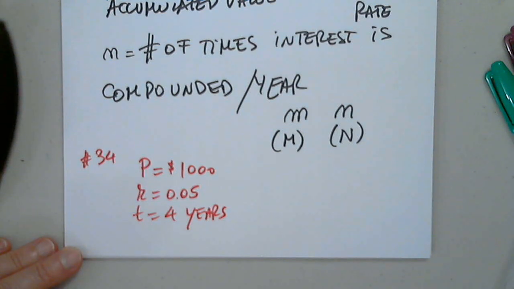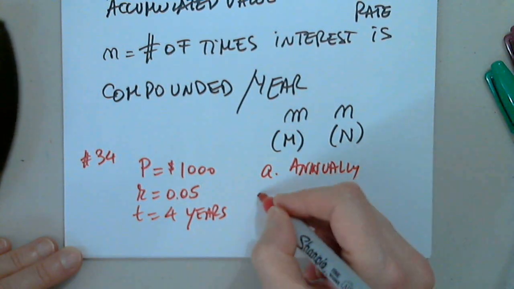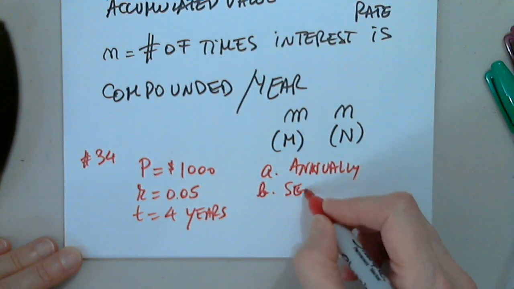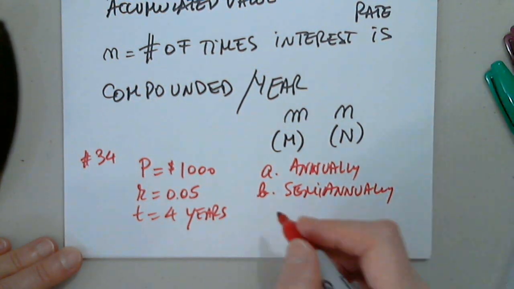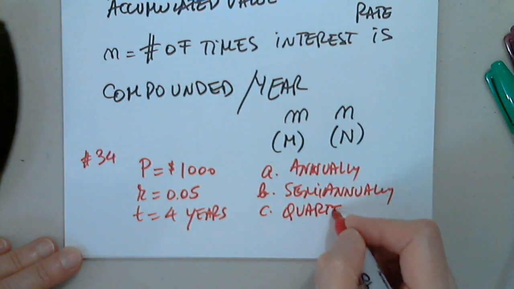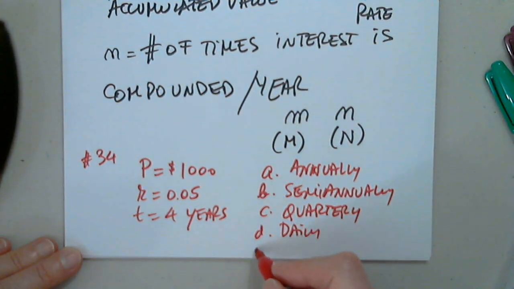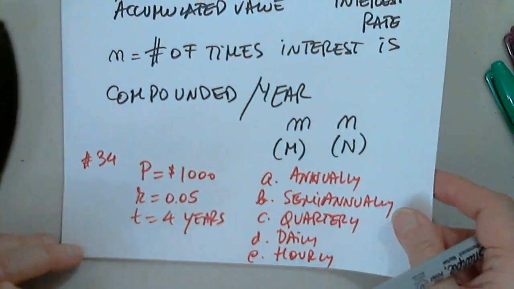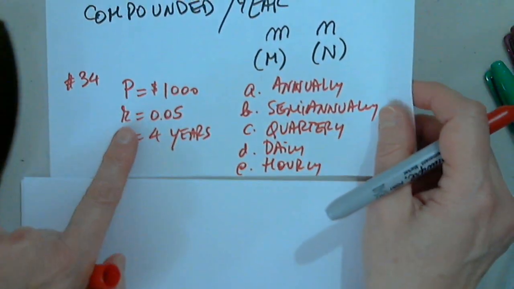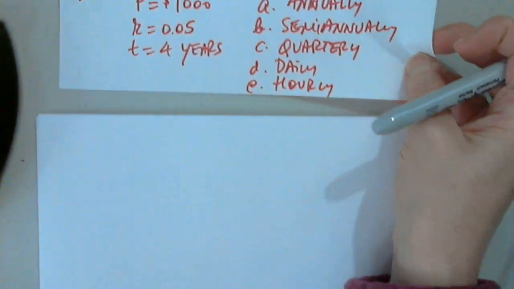If the interest is compounded, part A, annually, part B, semi-annually, good, quarterly, part C, part D, daily, part E, hourly. Fine. Good. We identify the principal, we identify the annual interest rate, we identify the number of years. So all we have to do now is just write the formula.